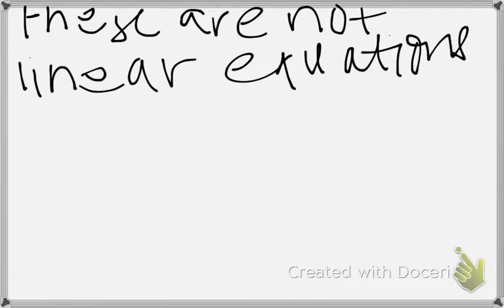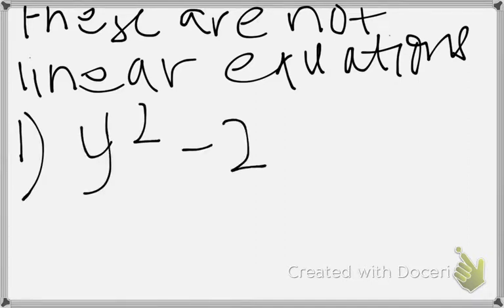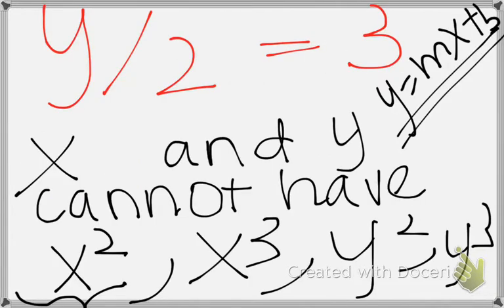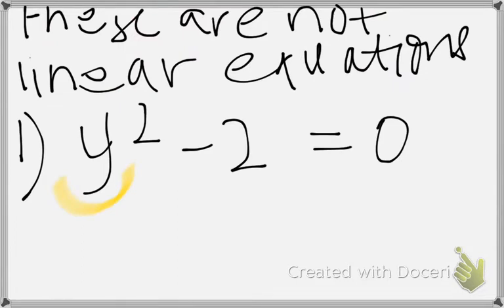So the first example is just y squared minus 2 is equal to 0. Now this is not a linear equation because you can see here that we have a square, and as we just learned, x and y cannot be squared or cubed or any other higher power. So we understand it's not a linear equation because it's a squared.